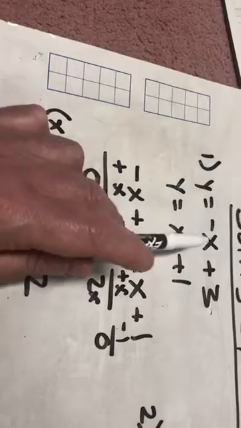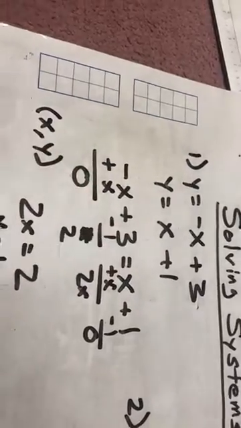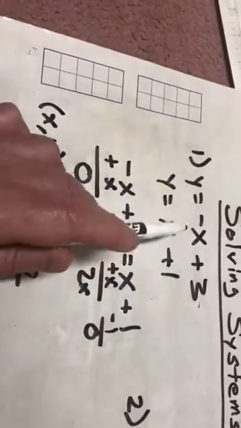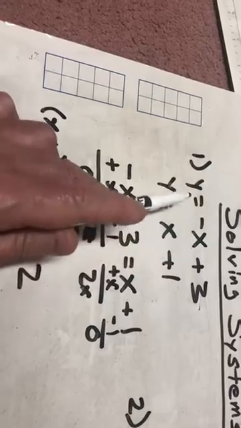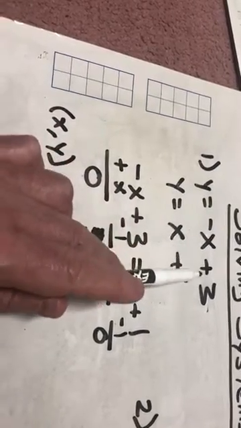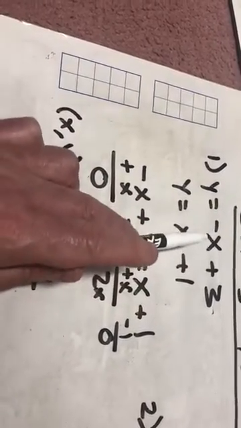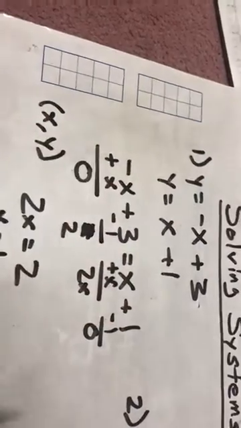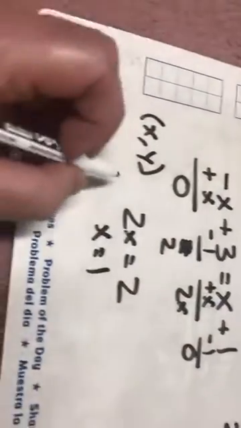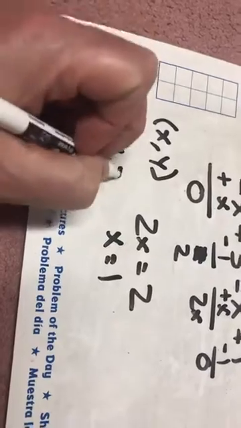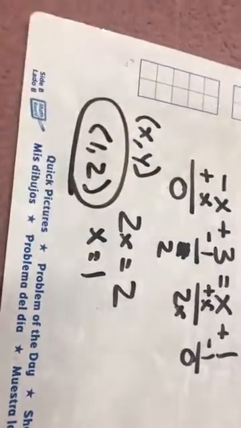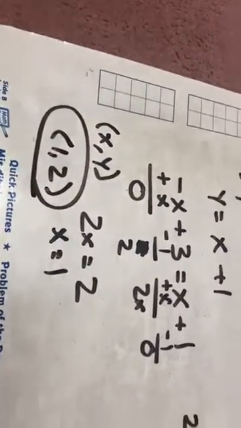Let's check it with the other equation just to make sure. Once again, x is 1, so we have y equals negative 1 plus 3. Sure enough, negative 1 plus 3 is also 2. So very clearly, y is 2. My solution is (1, 2). That is the intersection point of those lines.